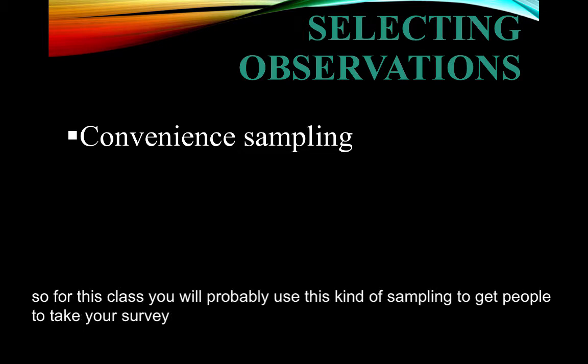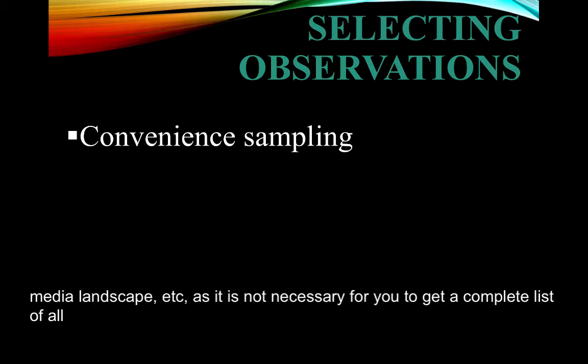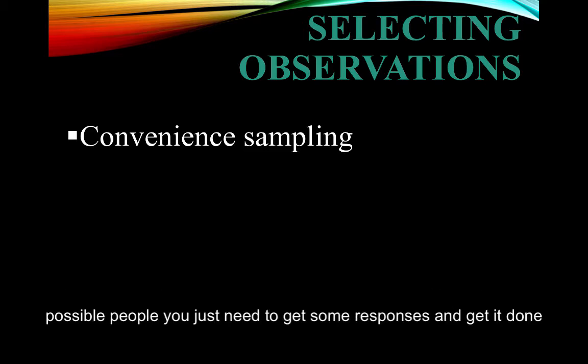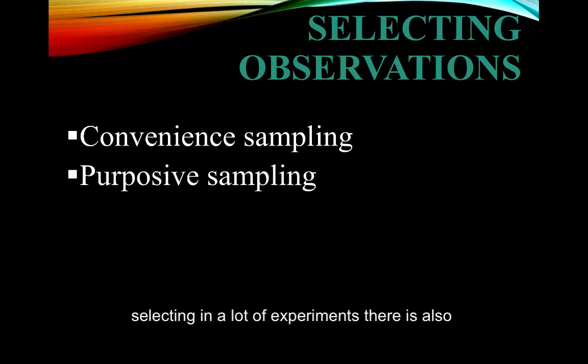So for this class, you'll probably use this kind of sampling to get people to take your survey. So people in your class, people in other classes you're in, people in your social media landscape, etc. As it's not necessary for you to get a complete list of all possible people, you just need to get some responses and get it done. So this is the typical means of selecting in a lot of experiments.